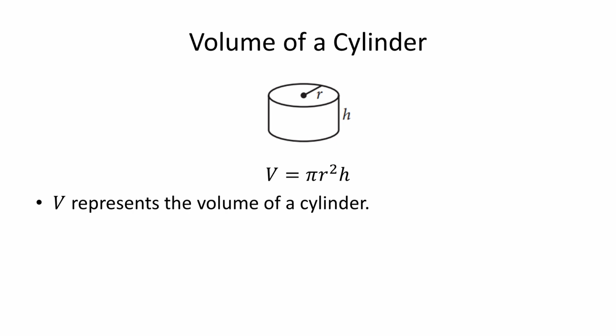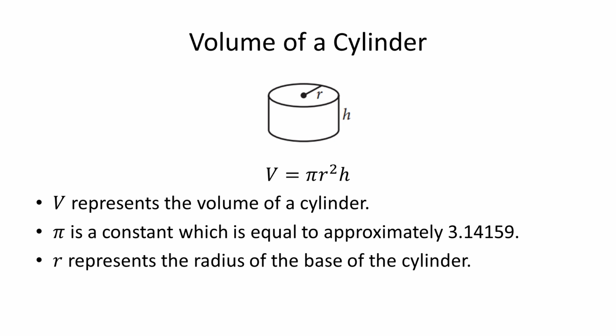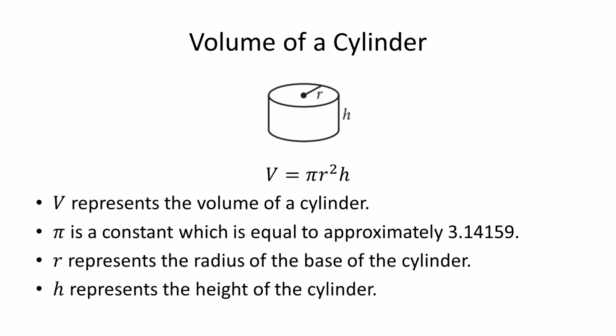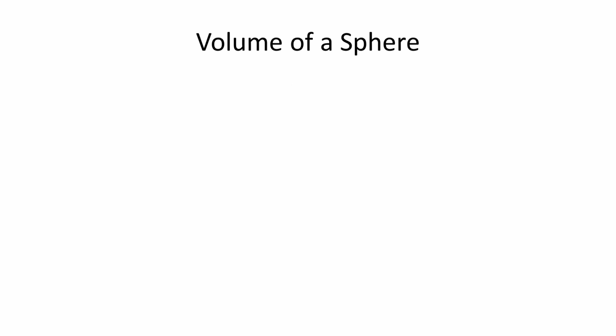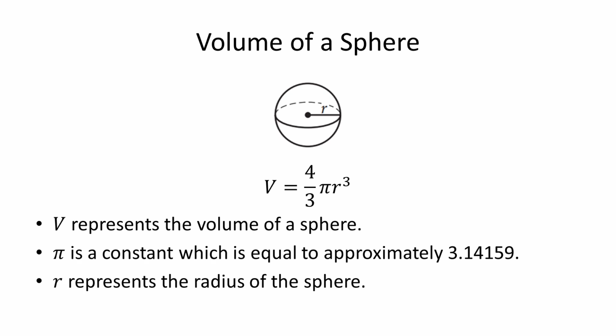The formula to find the volume of a cylinder is V equals pi r squared H, where V represents the volume of a cylinder, r represents the radius of the base of the cylinder, and H represents the height of the cylinder. The formula to find the volume of a sphere is V equals 4/3 pi r cubed, where V represents the volume of a sphere and r represents the radius of the sphere.